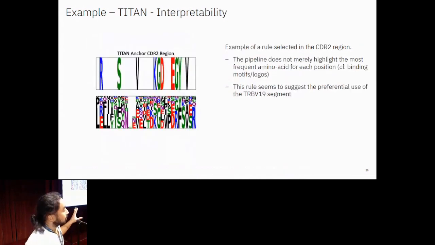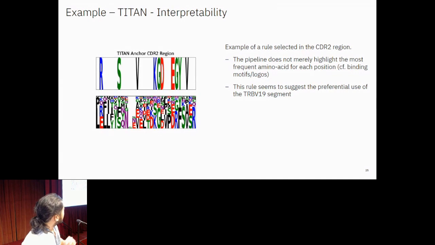And then this is an example of the interpretability step. If we take a sample from one of those clusters, then we get out this rule. Again, I'm not going to go too much into the detail because this is just for demo purposes, let's say, and we haven't really looked at the biology yet. We haven't validated it yet.